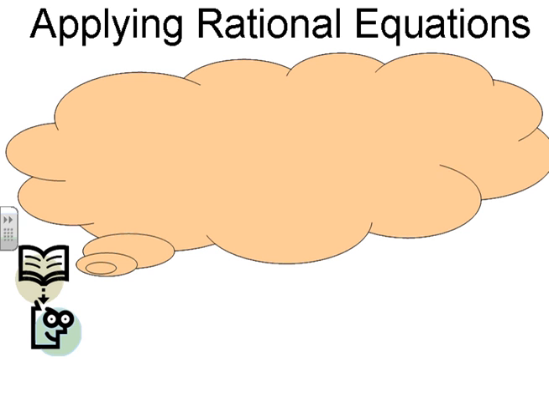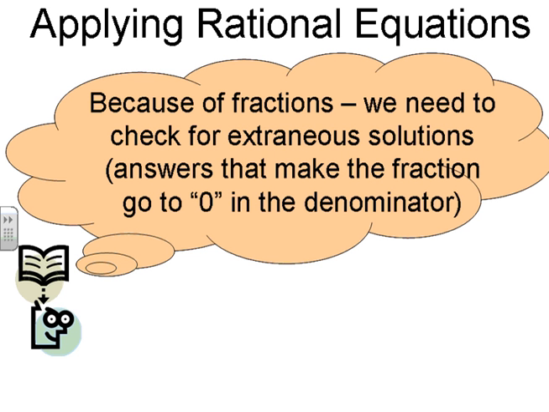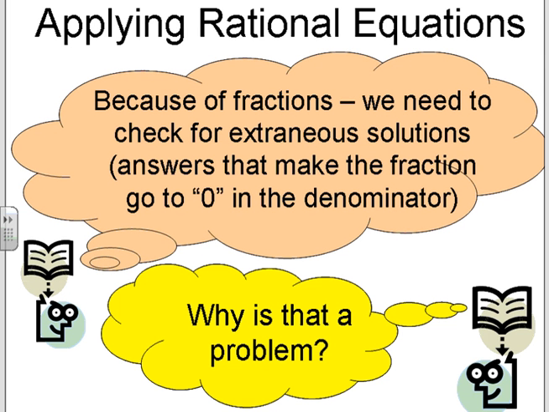Now, when we're applying rational equations, because of fractions, we need to check for extraneous solutions. In other words, answers that make the fraction go to 0 in the denominator. Why is that a problem? Well, that's a problem if we have 0 in the denominator because then the fraction is undefined. And we don't want to get a fraction undefined.